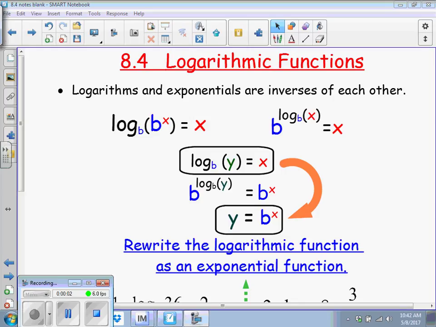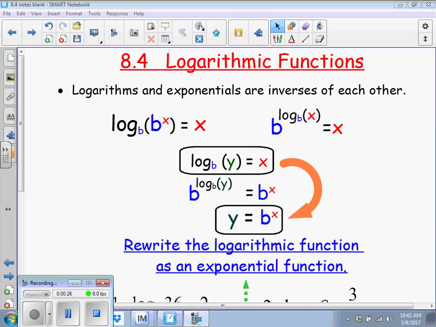Okay, log functions. Logs are inverses of exponential functions. When we graph exponential functions, they have horizontal asymptotes. When we get to the graphing part of this section, you'll see that logs have a vertical asymptote. It's the reverse. Inverse means it's like the reverse function.